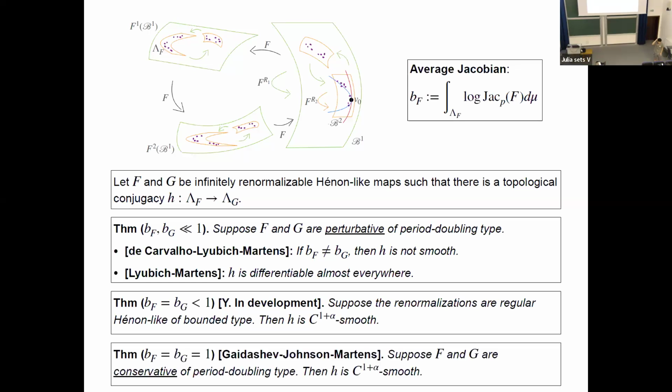And then the last result that I'll mention is that actually if you go all the way to the other end of the spectrum, so that you have an area conserving map, there's actually a result of these 3 authors, Gaidashev, Johnson, and Martens, who say that there you have rigidity as well.